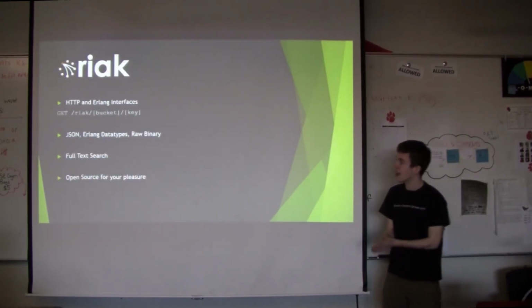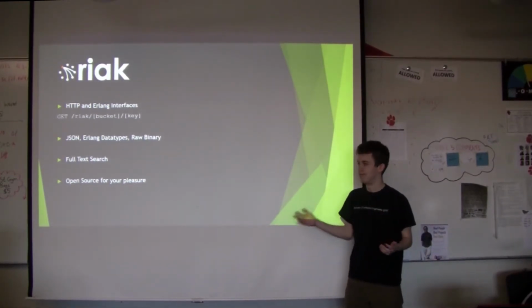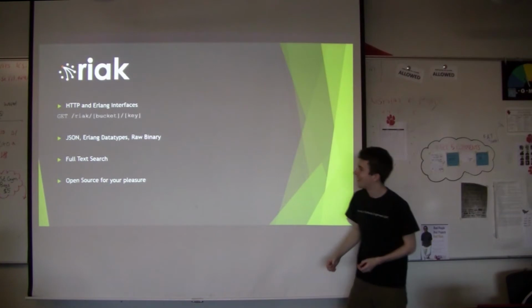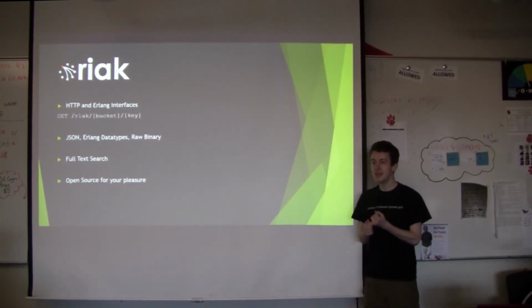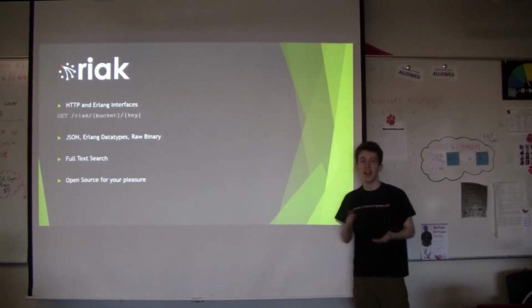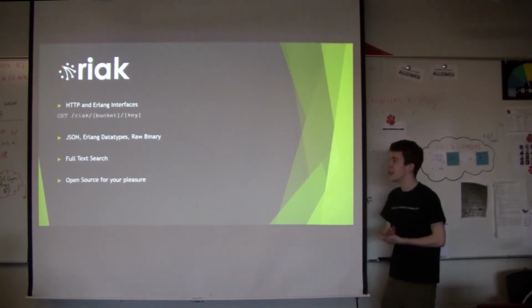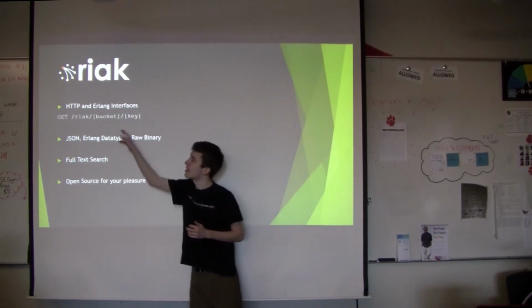Riak is a good example of one of these. Riak is a key value store. It uses HTTP as its interface. HTTP already has the verbs for get, put, delete, all these things. So why not use something that's already out there and that a lot of things can already use to interface with our database? In Riak, you have the idea of buckets and keys.